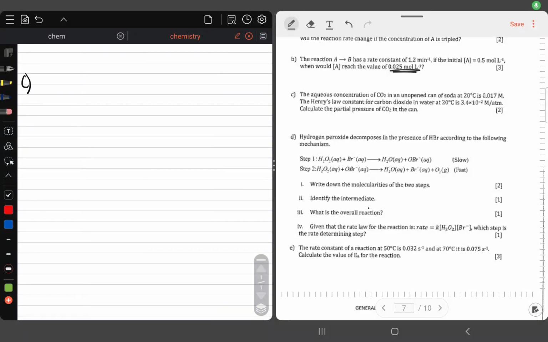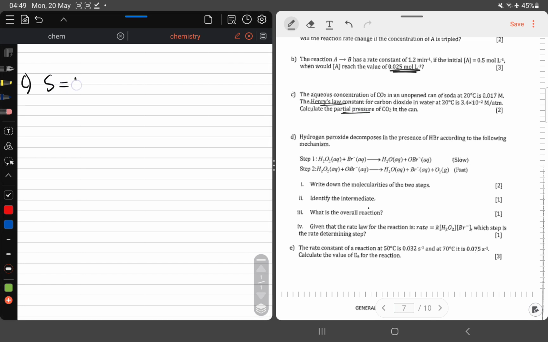Now we are doing part C, which says that we have the aqueous concentration of carbon dioxide in an unopened can of soda. Henry's law: calculate the partial pressure. We are using Henry's law. We know what Henry's law says.